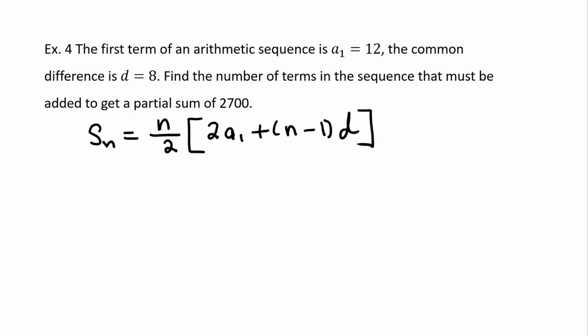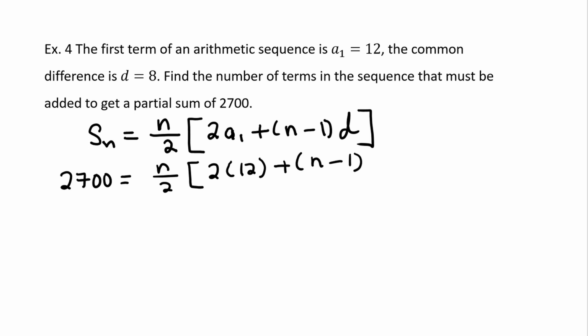Now let's use the information that we have. So we want the partial sum to be 2,700. Put that in for S sub n. We're solving for the n, and so we'll have 2 times the first term, which is given as 12, plus, again, we're solving for n, so we'll have n minus 1, and the common difference is 8. Now, we just need to solve this equation. I'll begin by multiplying through by 2 on both sides. That lets me clear the fraction on the right-hand side of the equation.